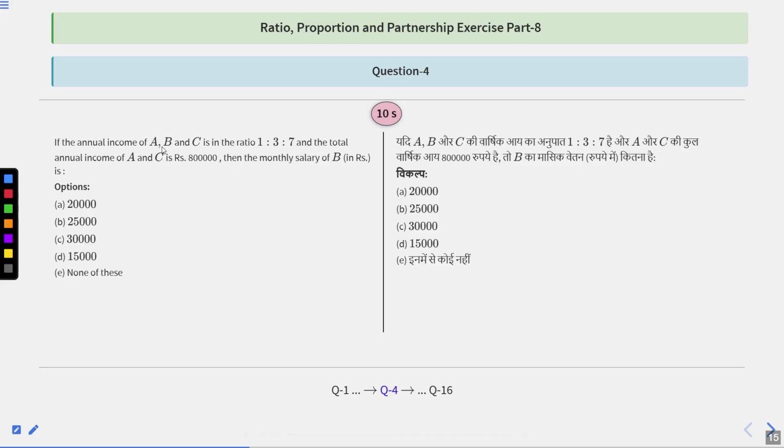If the annual income of A, B, and C is in the ratio 1:3:7, and the total annual income of A and C is 8 lakh rupees, then find the monthly salary of B in rupees. You have 5 options and 10 seconds to analyze the question. Your time starts now.